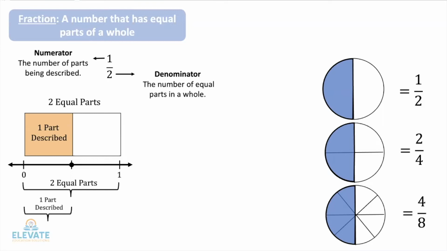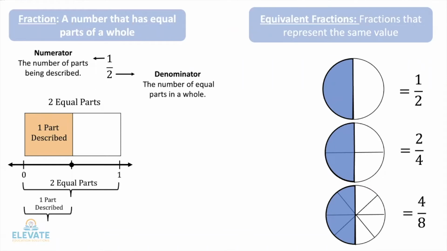Even though the models are divided into different parts and the fractions have different numerators and denominators, we notice that all three have something in common. What do you notice that they have in common? Great observation. We notice that they have the same amount shaded. When the models of the fractions have the same amount shaded, they are considered to have the same value. If the fractions have the same value, we call the fractions equivalent fractions.